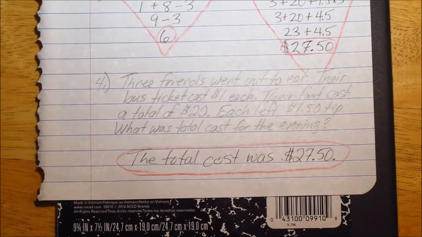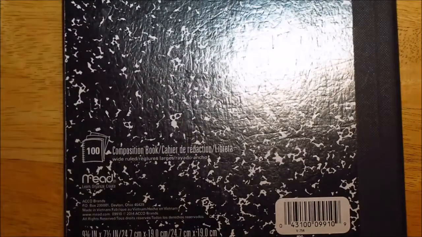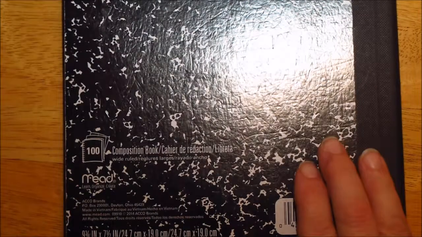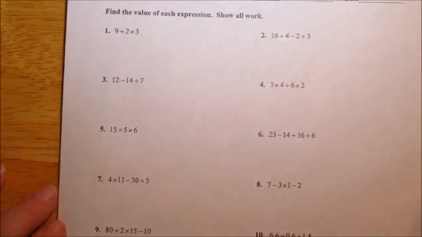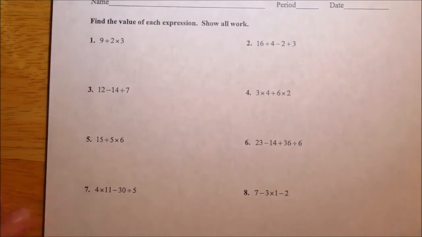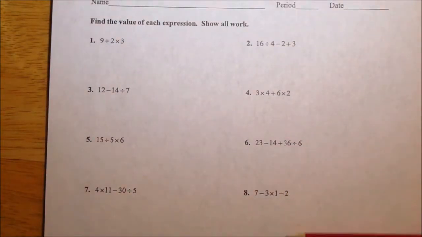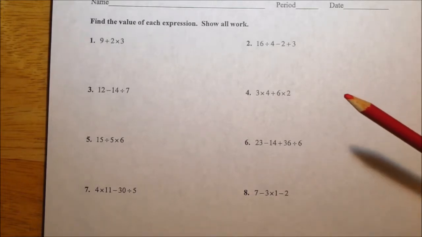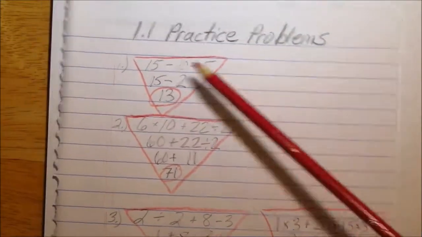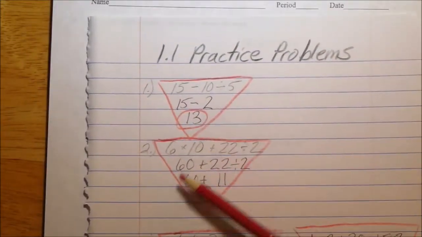All right, so that's our practice problems for lesson 1.1. Let's take a peek at the worksheet for lesson 1.1. Pretty straightforward, guys. These are all just problems exactly like we did in our notes. And you should be able to do them right on this paper if you write small and get your triangles. Just make sure that the work that you show looks like this. It's got to be one step at a time.